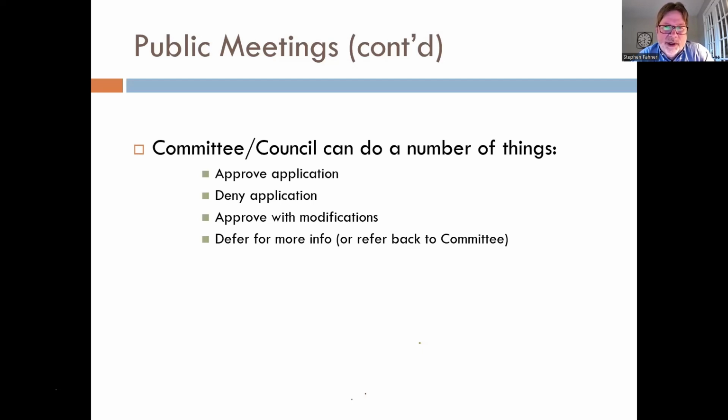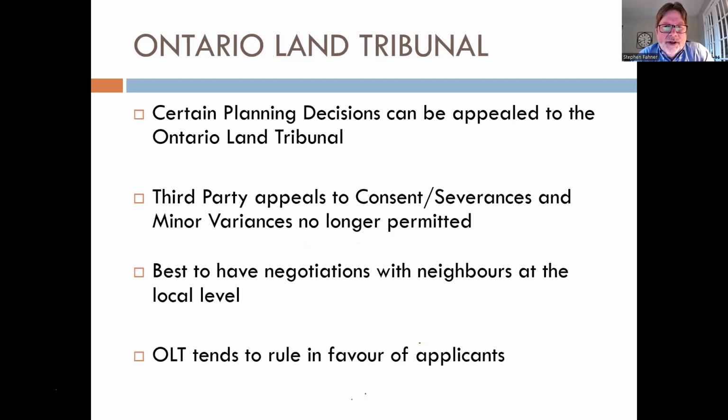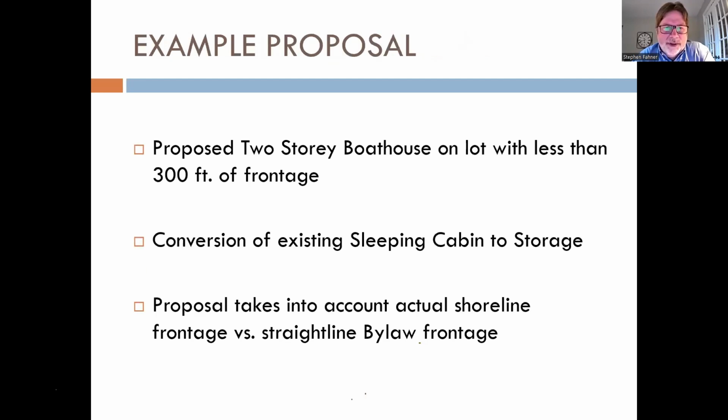And as I mentioned before, committee and council can do a number of things regarding the application. The Ontario Land Tribunal is the appeal body if you're not happy with council's decision. Third-party appeals, however, have been eliminated for consents and minor variances. This is part of a provincial initiative to speed up the planning process, and depending on which side of the fence you're on, you may or may not like that. I always encourage negotiations with neighbors at the local level, and the Ontario Land Tribunal tends to rule in favor of applicants.